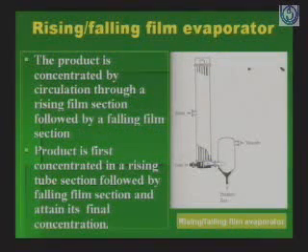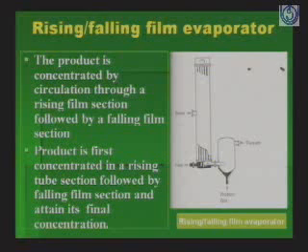Then the rising and falling film evaporator. In this type of evaporator, the product is concentrated by circulation through a rising film section followed by a falling film section. The product is first concentrated in the rising film section, then followed by the falling section, and finally attains the final concentrate. That's why the product is concentrated in two sections, the rising section and the falling section, and so the name rising and falling film evaporators.